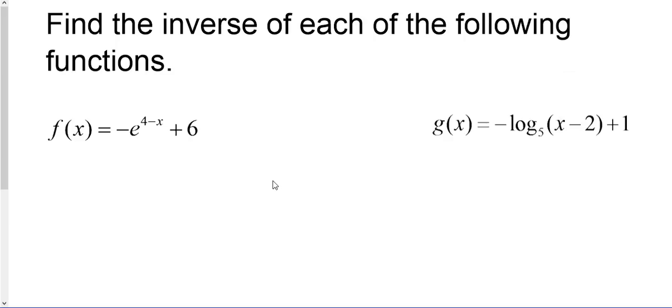All right, we're going to talk about how to find the inverse of the following functions. Specifically, we're talking about how to find the inverses of exponentials and logs. Exponentials and logs.